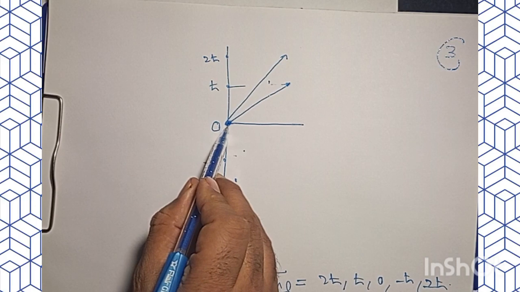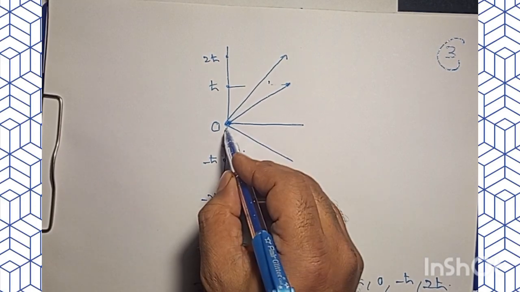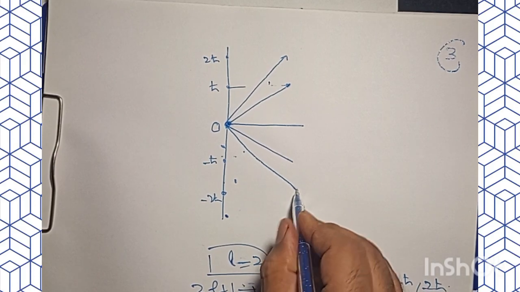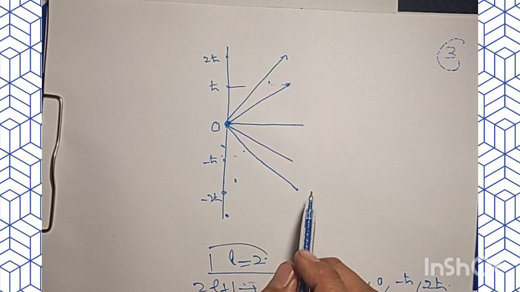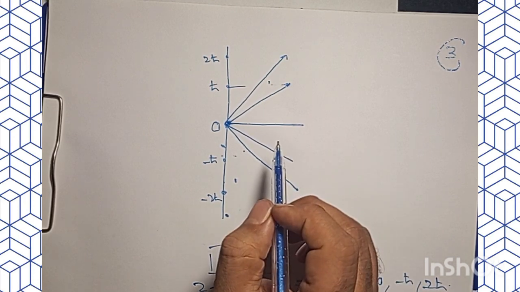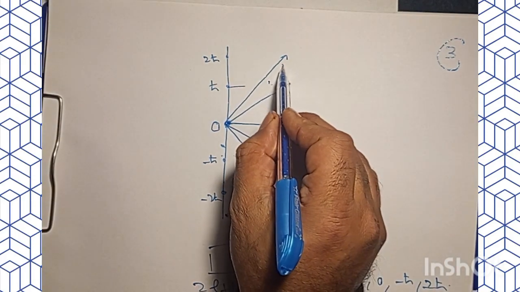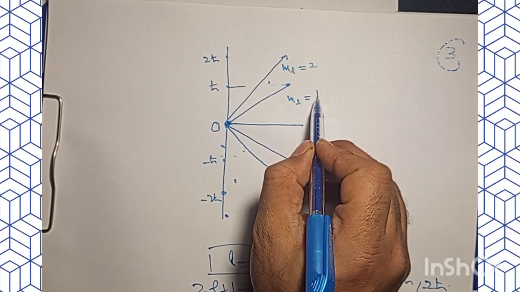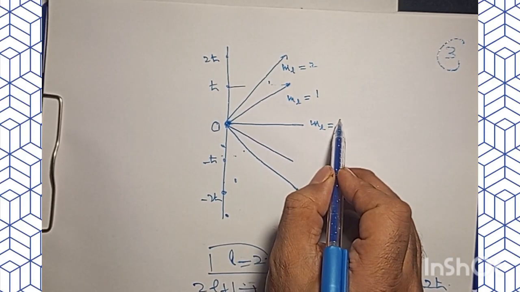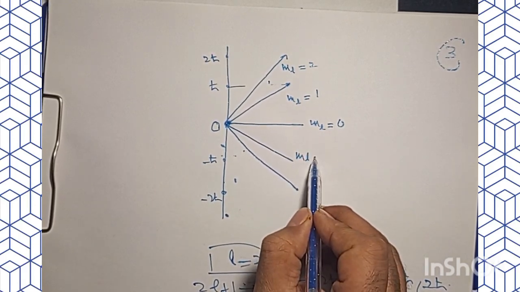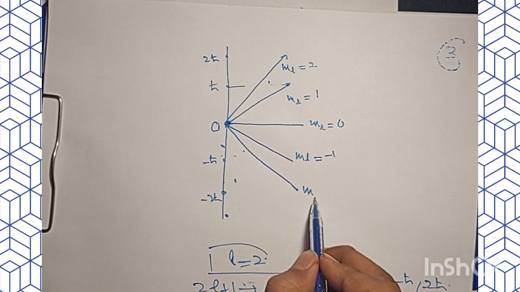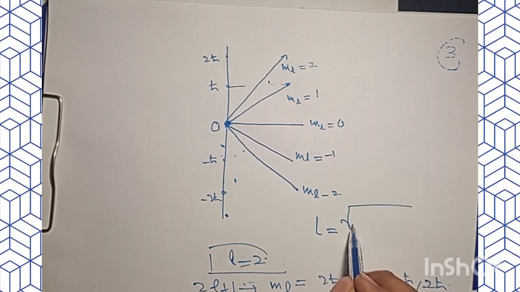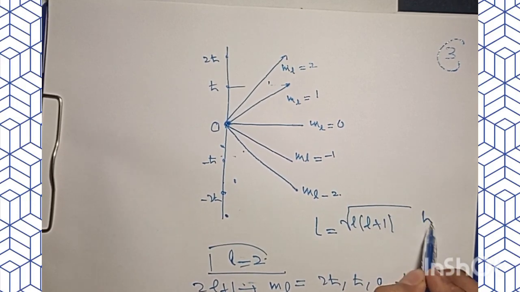Then we will have another orientation for minus H cross, and then another orientation for minus 2H cross. So I should be in a position to write down here that this ML will refer to 2, this ML will refer to 1, this ML will refer to 0, this ML will refer to minus 1, and here ML will refer to minus 2. So if we calculate L for it, that will be under root of L times L plus 1, then we will have H cross.